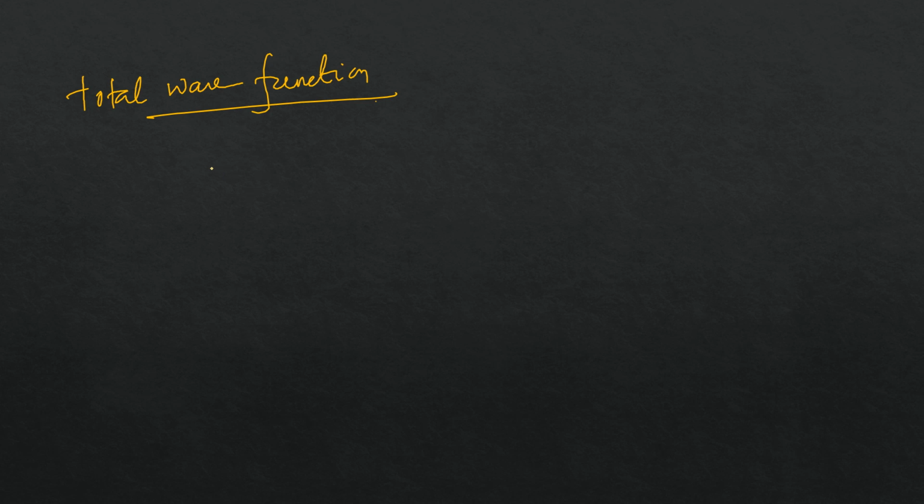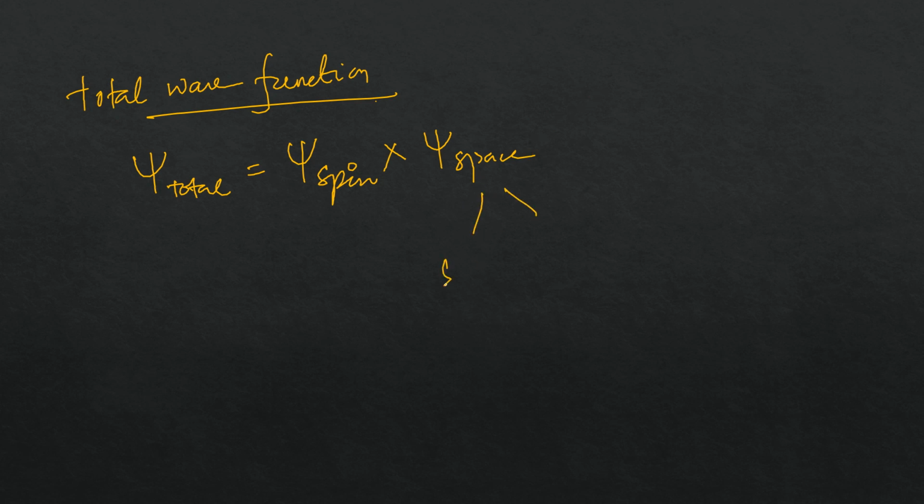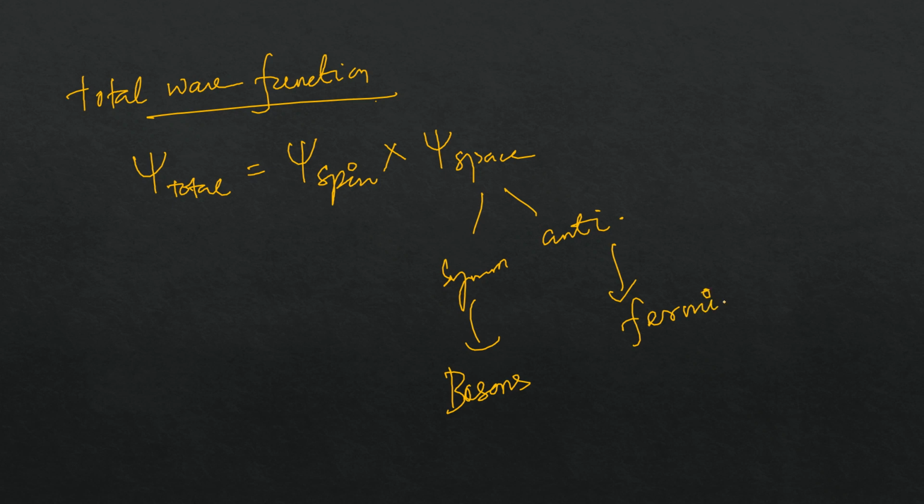Now, we know what the total wave function is. Psi total is written as psi spin part wave function into psi space, and this psi space is either symmetric or antisymmetric. Bosons have symmetric wave function, and fermions have antisymmetric wave function.